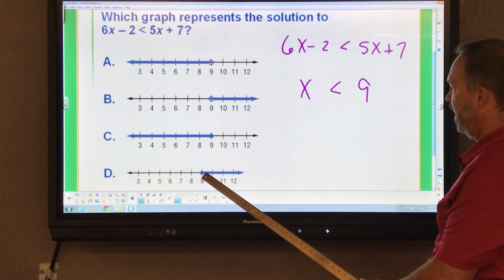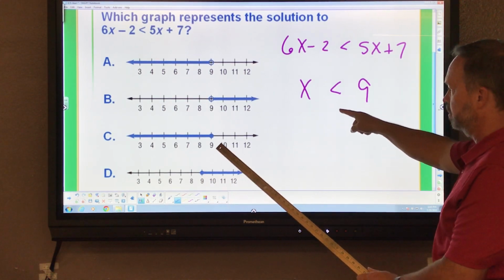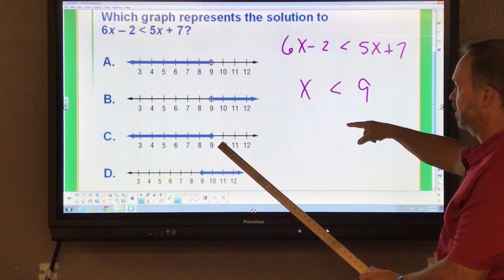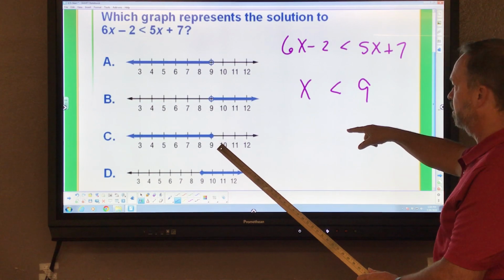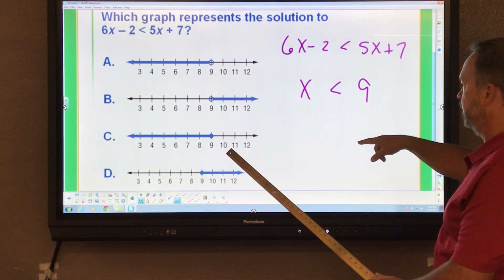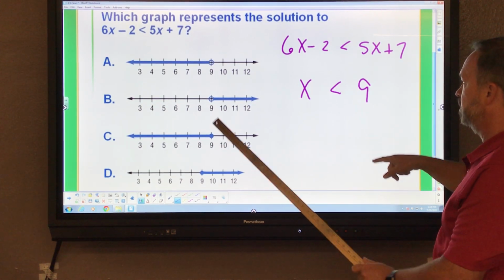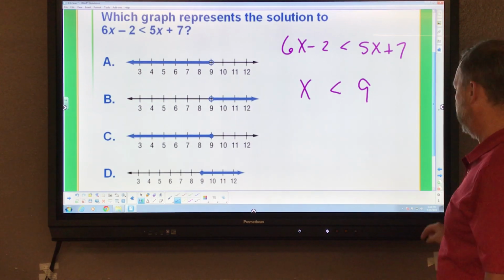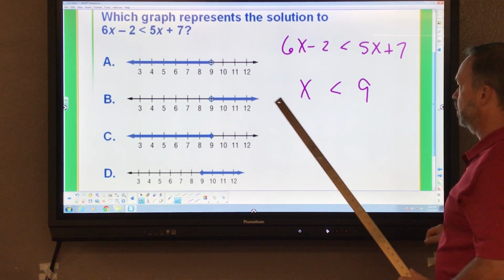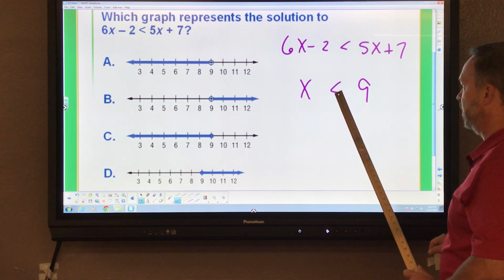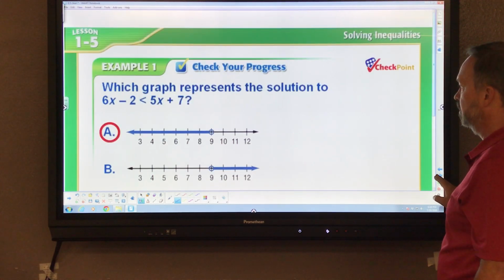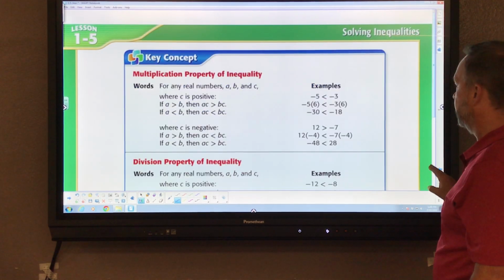And so it can't be that because we don't have the equal. Same thing here, don't have the equal, and it's shaded in the right direction. But anyway, which one is it? It's the A answer because it's not equal and it's stuff that's less than, so it's shaded to the left. So A is the answer.